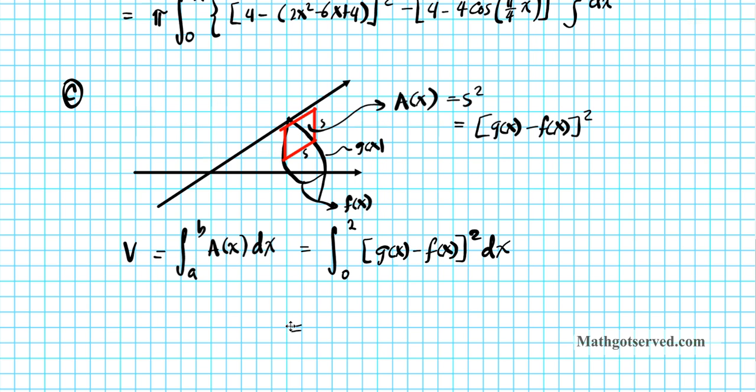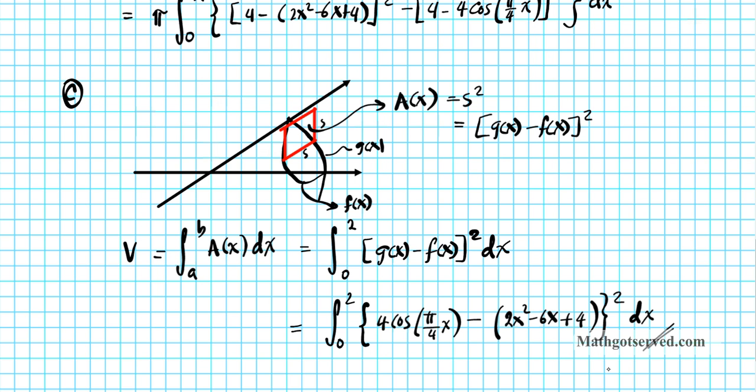Okay, now let's put in our input function. So we have the integral from 0 to 2 of g of x, which is 4 cosine of pi over 4 x, minus f of x, which is 2x squared minus 6x plus 4. All right, and then that squared, dx. Okay, so that's basically the volume of the resulting solid. Okay, so that's that.